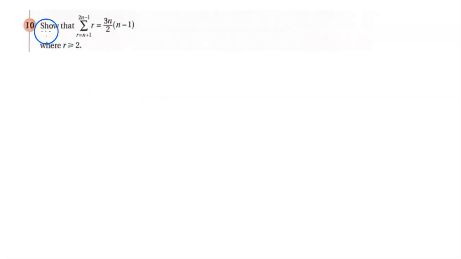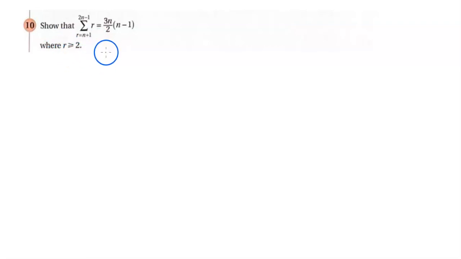So this is exercise 3.1a, question 10. And it says show that the sum from r equals n plus 1 to 2n minus 1 of r is equal to this thing here, where n is some number that is greater than or equal to 2.